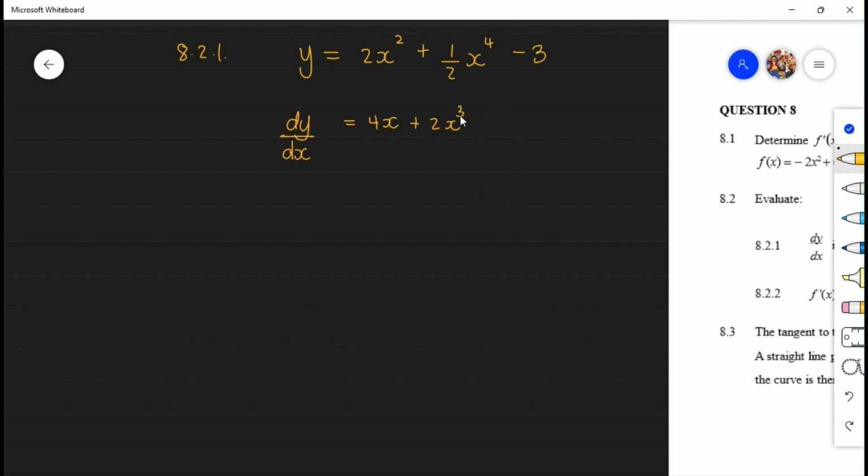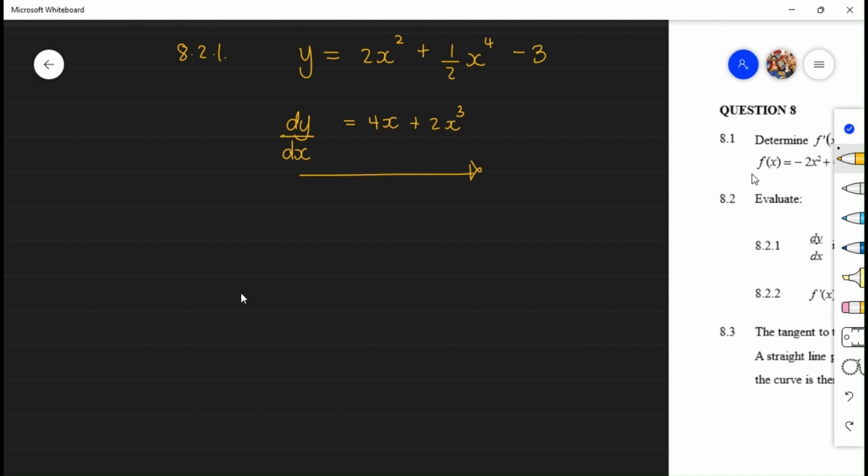And lastly, we know that the derivative of a constant is just 0. Now, instead of writing plus 0 or minus 0, we can just leave it out because we know that 0 is nothing. And this is our answer. The derivative, or dy/dx, of y equals 2x squared plus 1 over 2 x to the power 4 minus 3 is equal to 4x plus 2x cubed.